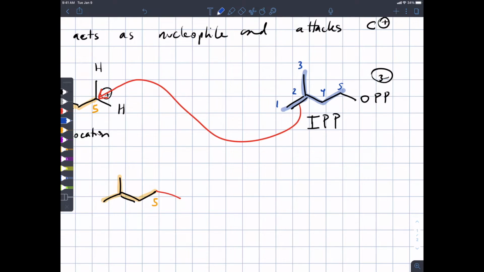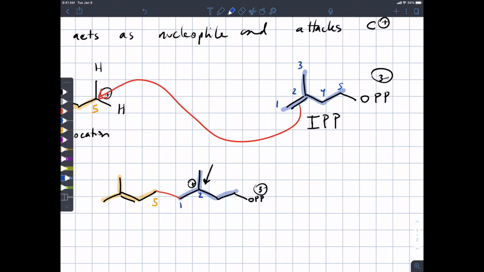Go ahead. Okay, you want 1 to have the sigma bond and 2 to have the positive charge. Why is that better than the alternative where 2 gets the sigma bond and 1 gets the positive charge? Yeah, exactly. Having the positive charge on 2 puts it in a more substituted position where it's more stable.